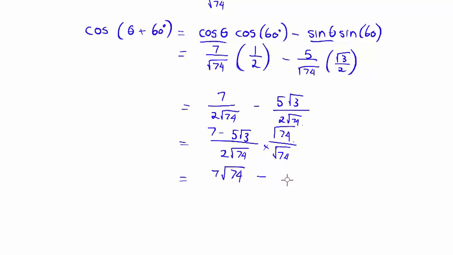Minus, and then these two multiplied together give me 5 root 74 times 3, which is root 222. Over, and these two cancel, the square roots times 2, so this is all over 2 times 74, which is 148. Okay.